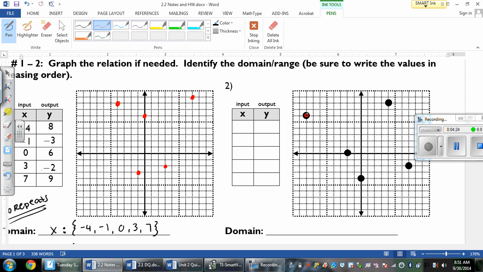So let's first label this point right here. That would be negative 6, 7, negative 8, 6. Let's go to this point right here, which is negative 2, 0. Let's move down to this point right here, which is 0, negative 4. Let's move up to this point right here, which is 4, 7. Oh, sorry, 4, 8, my bad. And lastly, this point right here, that is 7, negative 2.